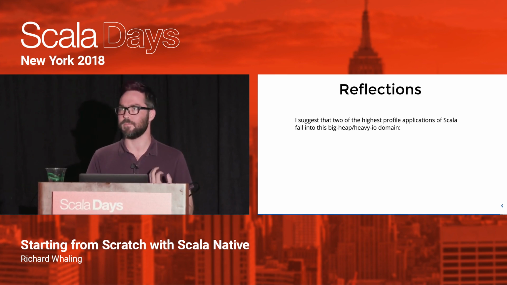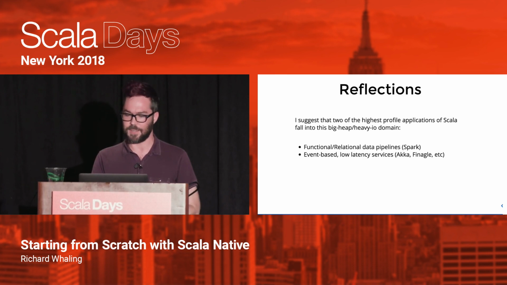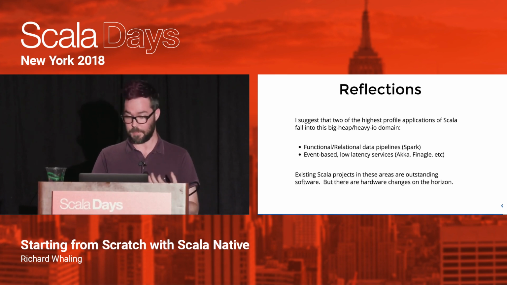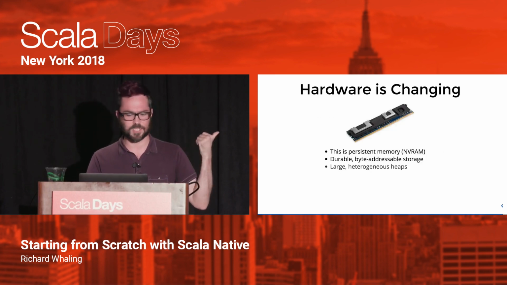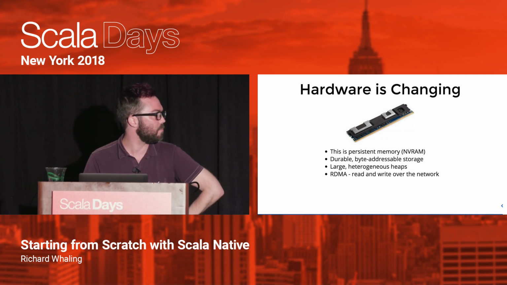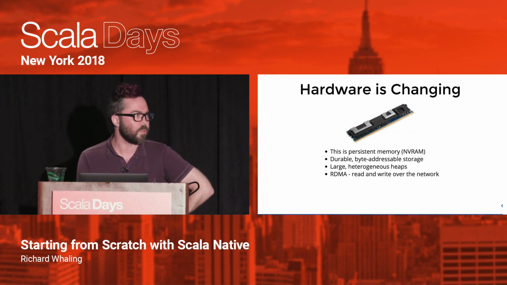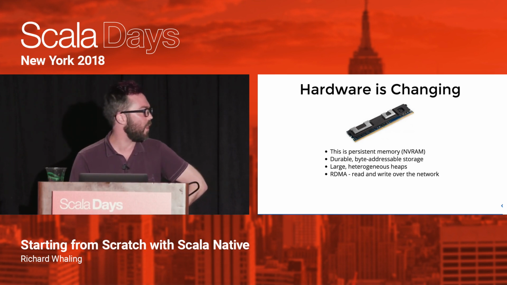I guess the reason this seems really relevant to me is that, in fact, a lot of the Scala people write are, in fact, in this large heap, lots of I/O domain, right? I use Spark and Akka and Kafka every day. I love them, right? They're great. But I'm also worried that they're going to struggle to keep up with some of the hardware changes that are coming now. I think Intel started shipping these non-volatile DIMMs this month, honestly. Right? These are durable, byte-addressable storage. They don't cost that much more than DRAM, and they are not that much slower than DRAM.